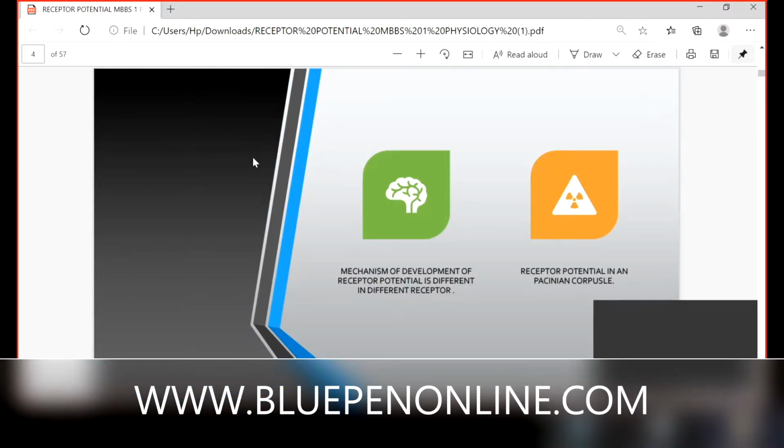Now, the mechanism of development of a receptor potential is different in different receptors. It depends on the receptor. We have already seen that the Pacinian corpuscle is the best one to study the functions of a receptor. So, here we are studying the receptor potential, taking the Pacinian corpuscle as an example.